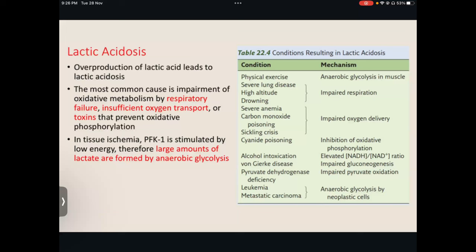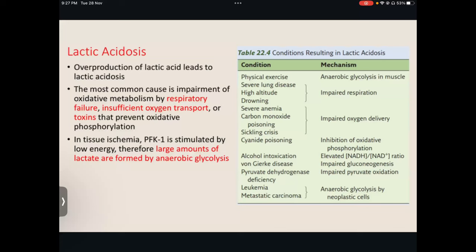Now, finally, when you have a lack of oxygen supply to tissues, which leads to tissue ischemia, phosphofructokinase 1, if you remember, is stimulated by what? By low energy or low levels of ATP, or in other words, high AMP. So PFK1 will be activated, and it will end up producing a large amount of lactate formed by anaerobic glycolysis, because glycolysis is upregulated. You keep making more and more pyruvate, and that pyruvate will then be converted to lactate, which will end up in lactic acidosis.